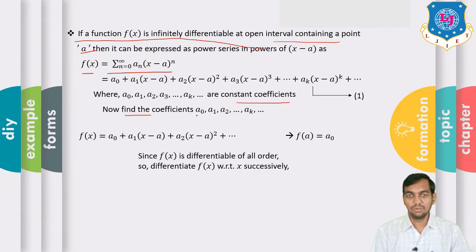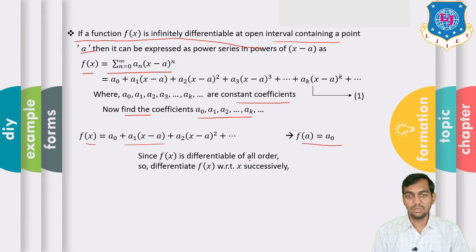Now, we have to find the values of the constants. So first of all, we have f(x) is equal to this. If we put x equal to a, then what will we have? f(a) is equal to a0, because a minus a is 0, a minus a is 0, so you only have the term a0.